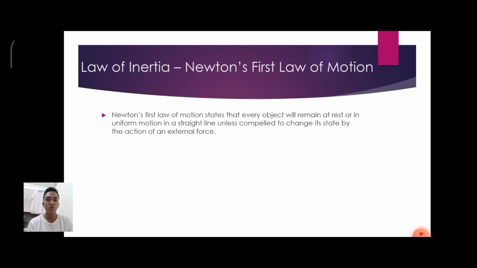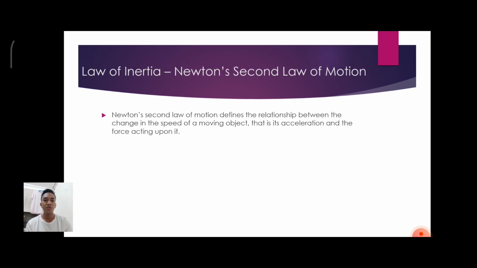Law of inertia. Newton's first law of motion states that every object will remain at rest or in uniform motion in a straight line unless compelled to change its state by the action of an external force. Newton's second law of motion defines the relation between the change in speed of a moving object, that is, its acceleration, and the force acting upon it.